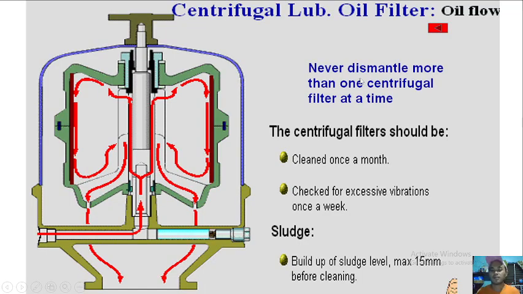So never dismantle more than one centrifugal filter at a time. The centrifugal filter should be cleaned once a month, checked for excessive vibrations once a week, and the sludge level should be a maximum of 15 millimeters before cleaning.